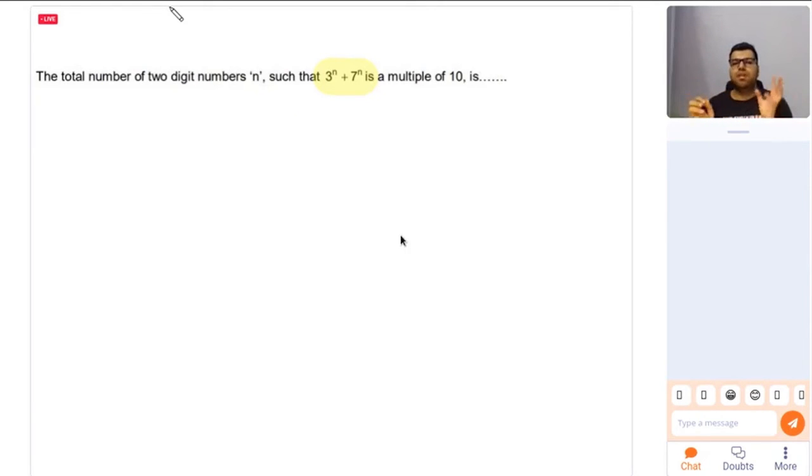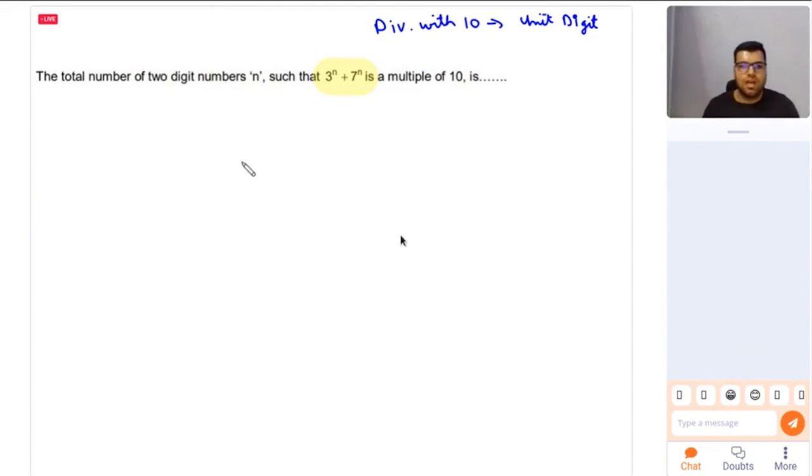So whenever divisibility with 10 is given, we just have to check the unit digit. I will just write it again. Whenever divisibility with 10 is given, we just have to check the unit digit. And we are done. So for unit digit, we know for both 3 and 7, the cyclicity is 4. So best is that we calculate the value of the unit digit for this number for n equals 1, 2, 3, 4, and then that cycle will repeat.